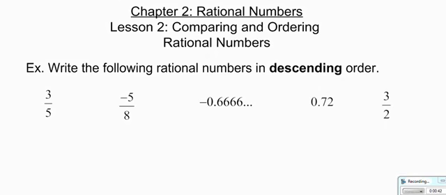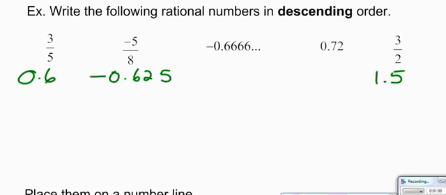So this first example asks you to write the following rational numbers in descending order. So I'd like you to take a minute and figure out, maybe put them all into decimal form and then put them in descending order and put them on the number line, and then we're going to check your work. So I'm going to pause this so you can do that. Okay, so hopefully you put all your fractions into decimals by going numerator divided by denominator.